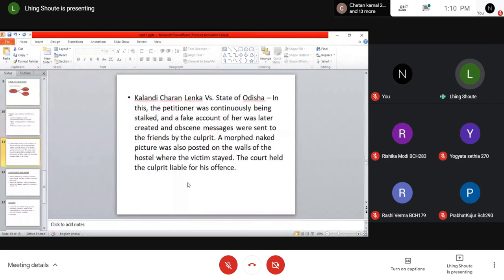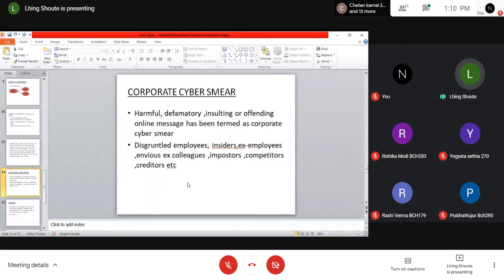And there is corporate cyber smear. Any rumors, harmful, defamatory, insulting or offending messages about the company or the management are termed corporate cyber smear. The people involved are disgruntled employees, insiders, ex-employees, envious ex-colleagues, imposters, competitors, creditors, or persons who have been denied employment. All these people are indulged in corporate cyber smear.